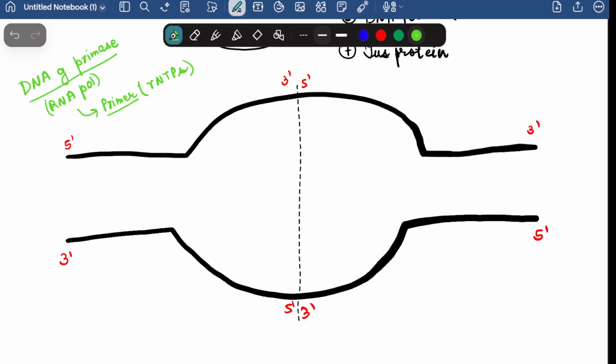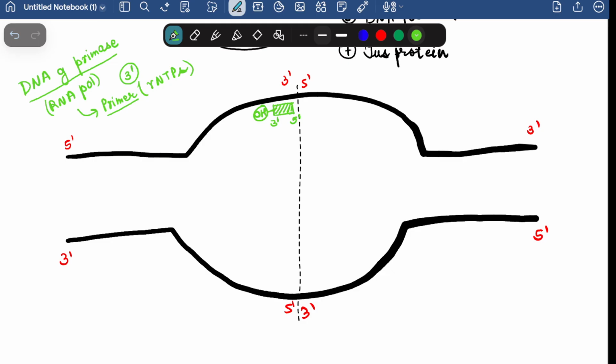And where will this primer be added? This primer will be added at the 3' end of the template strand. So here, the primer will be in this way, like this. Here will be the primer's 5' end, and here will be the primer's 3' end. Now we know that the 3' end consists of the free OH group. So here also this primer will have a free OH group, and this OH group will definitely be of those RNTPs only. Now what happens is, a similar primer can be inserted over here also.